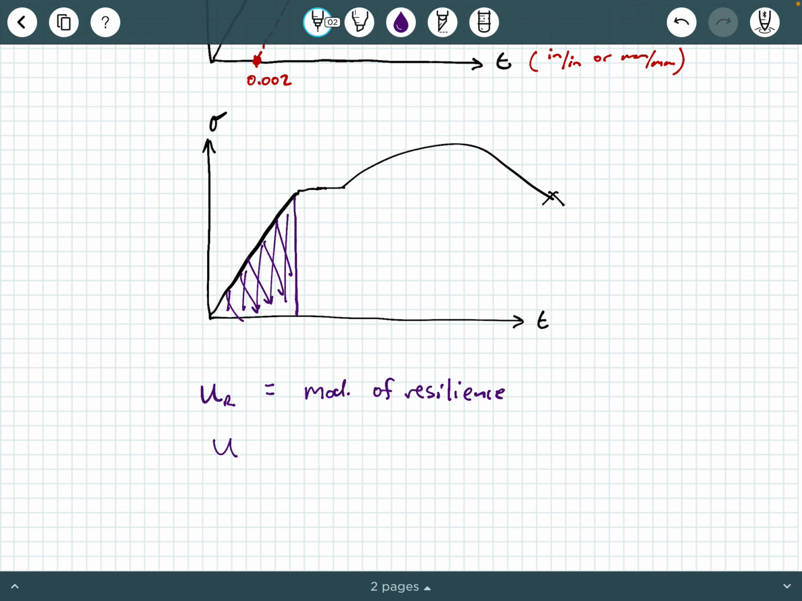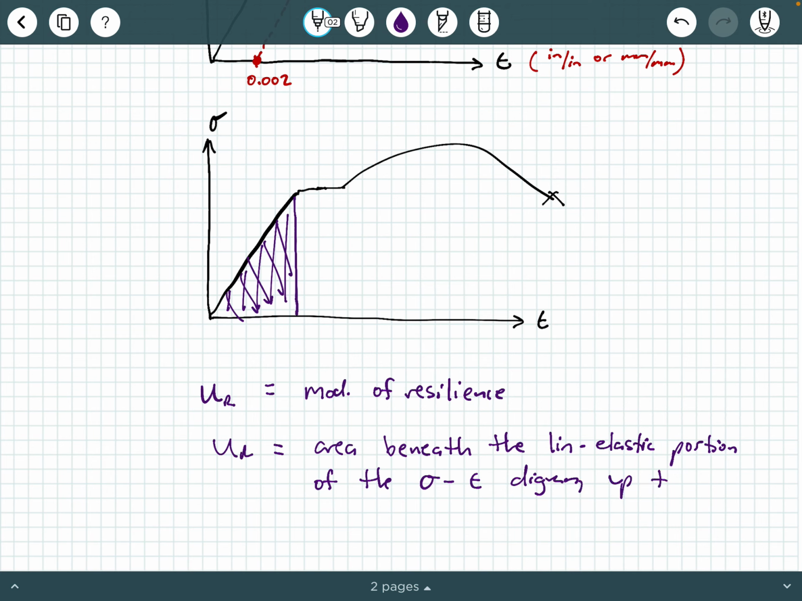So this is equal to the area beneath the linear elastic portion of the stress strain diagram up to sigma PL, the proportional limit, okay? Right there is sigma PL, okay? And then, of course, this is epsilon PL because that's the strain value that corresponds with the stress value at the proportional limit. So that's the modulus of resilience, okay? So the modulus of resilience is a type of energy, and it represents the ability for a material to recover and rebound in terms of energy, okay, like a stored energy. All right.